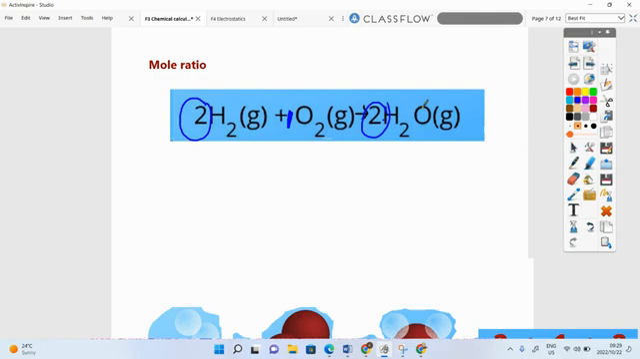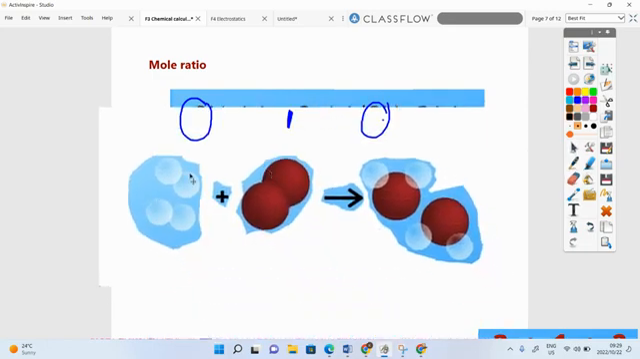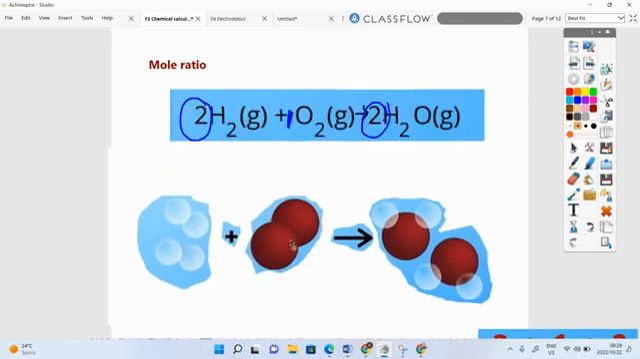Ratio of what? Moles. It is moles, but actually it's just particles, remember? So if you had 2 hydrogen particles, they would react with 1 oxygen particle and they would form 2 water particles. You did this in grade 8 or something when you did particle models. Can you remember that?